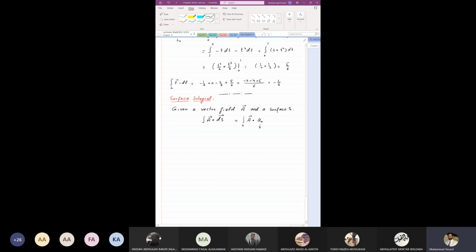What is a sub n? It is a unit normal, and it is a vector quantity. So this a sub n is a unit vector. We can say it like this. You know, we use i hat, j hat, k hat. We use hat for the unit vectors. So a hat is like a unit vector, and then ds.